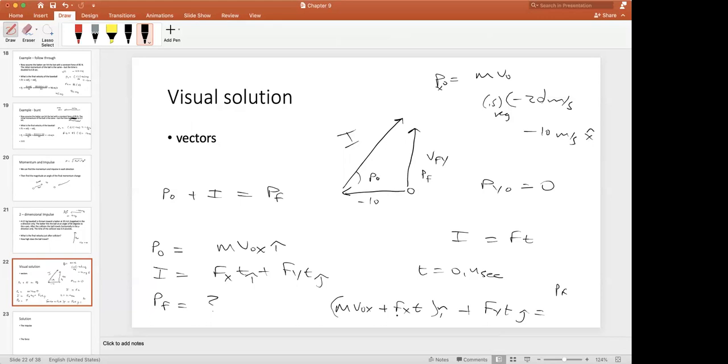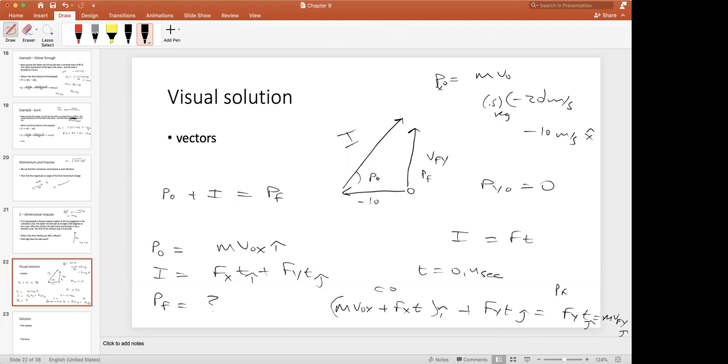This stuff is equal to 0. There is no i hat final. P final, therefore, is simply going to be Fy times t is equal to m v final in the y direction, and these are in the j hat direction. If you didn't follow that, we're going to do it again in a second.